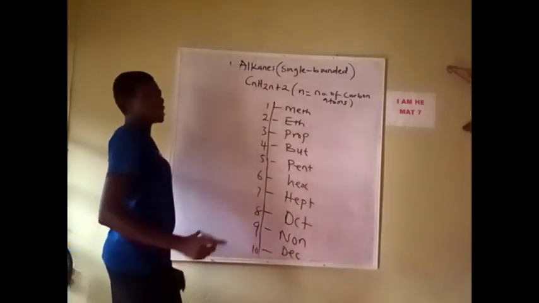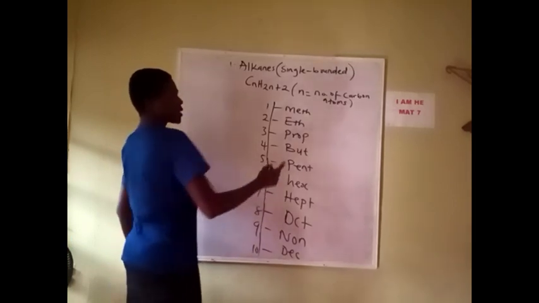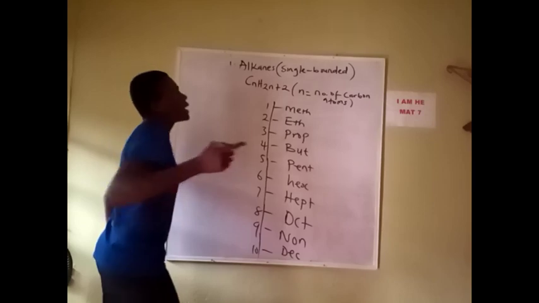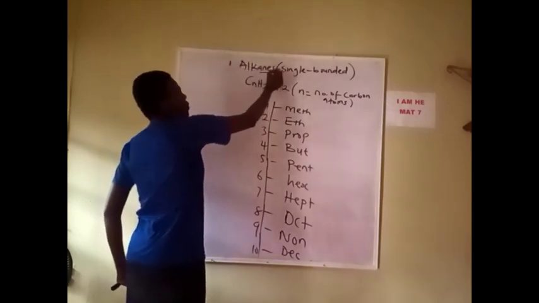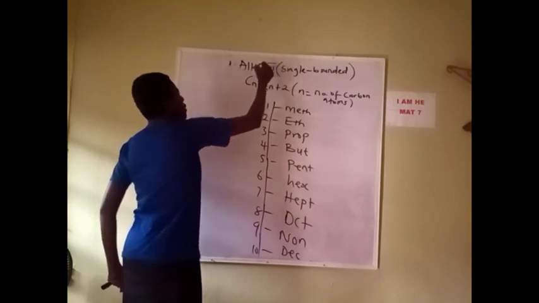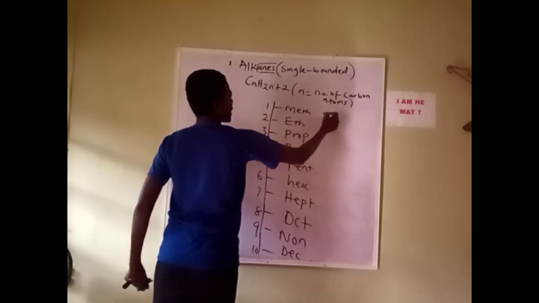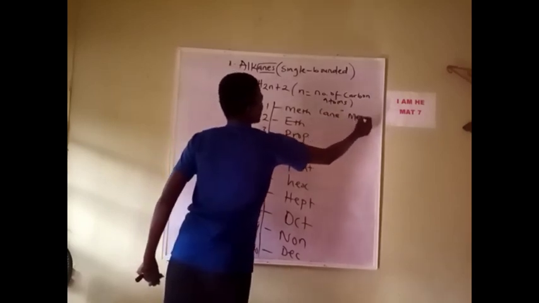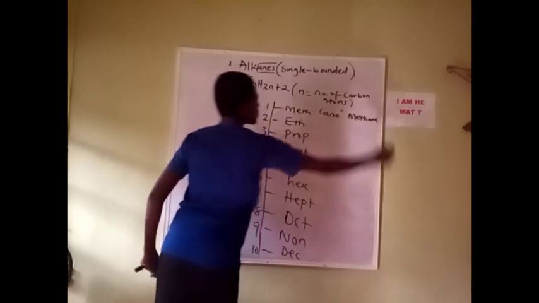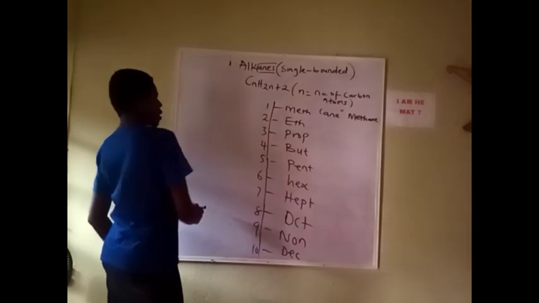Now talking about the suffix, you understand? That's the end part of the name. Sometimes you hear the word methane, ethane. It is because this homologous series takes the last name of this homologous series. For instance, when I add ane to it, it becomes methane. Do you understand? So that's how it works.